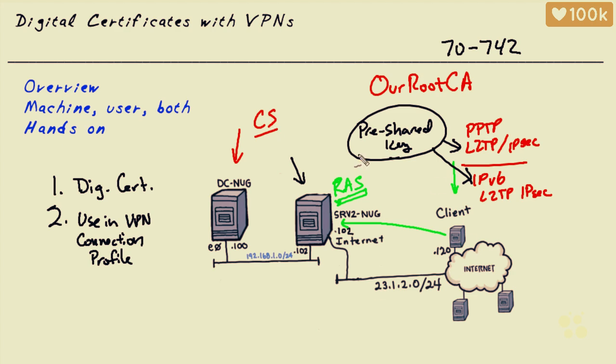And as part of the group policy that I set up for the domain, I've pushed out a machine certificate to every machine in the domain. So server 2 has one, client NUG has one.